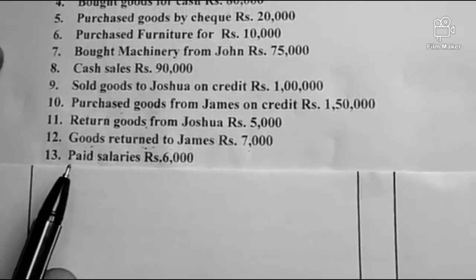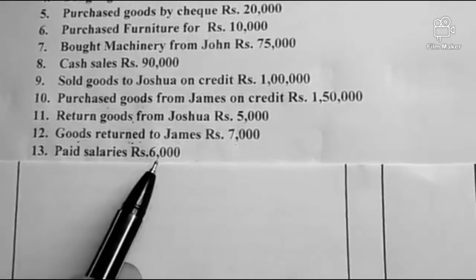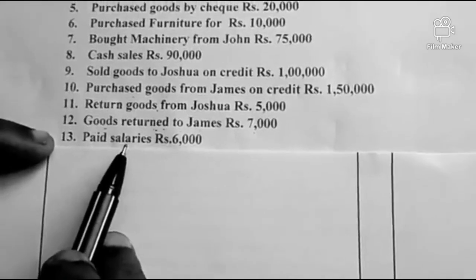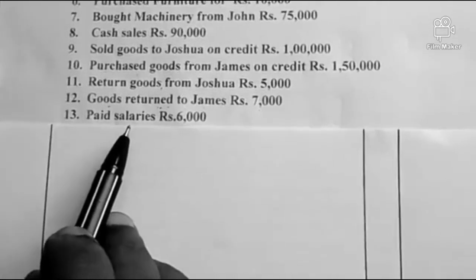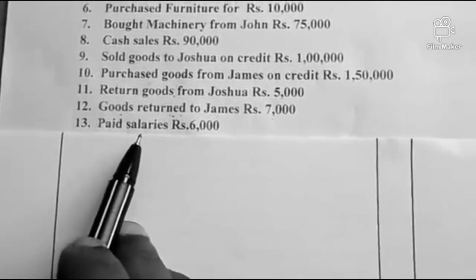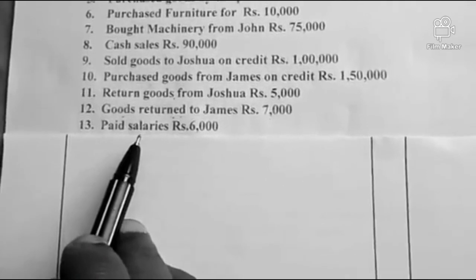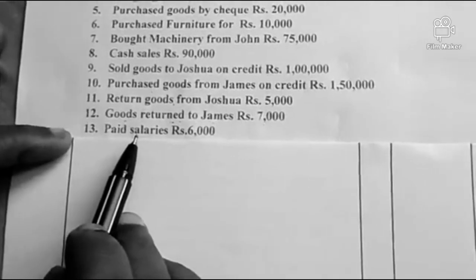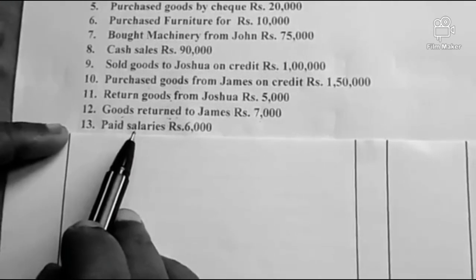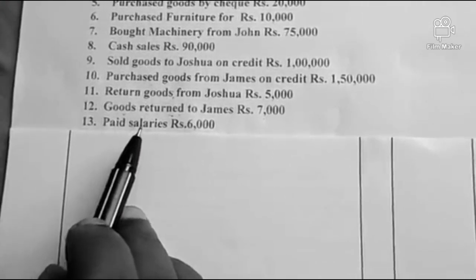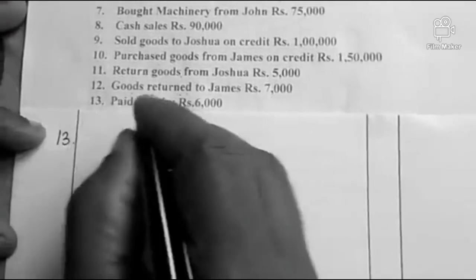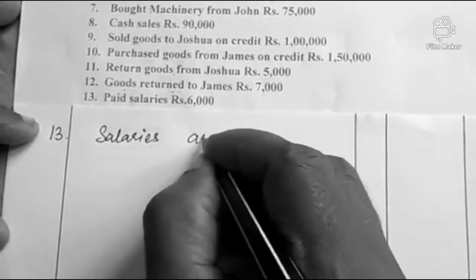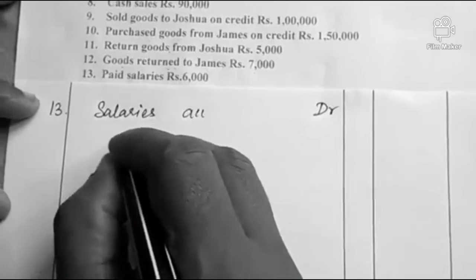Look at the next transaction. Paid salaries, 6,000. So paid salary. Salary is an expense for the company or for the business. When you pay some expense, when you pay salary to your employee, it is an expense for the business. So expense means nominal account. What is a nominal account rule? Debit all expenses and losses. So salary is an expense, no? So debit. Salaries account debit to cash.